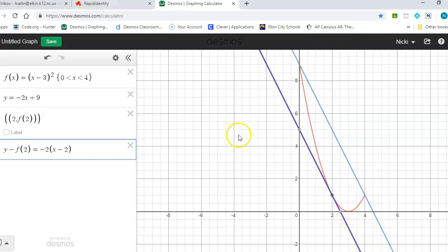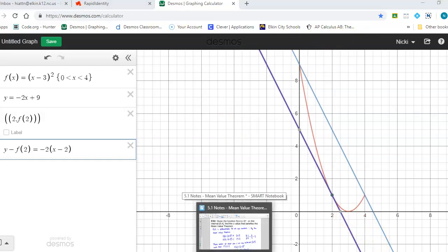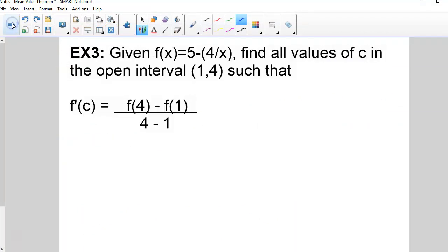So that just sort of gives you a picture of what we're looking at. Okay, let's do the next one. We are given that f of x equals 5 minus 4 over x. Find all values of c in the open interval (1, 4) such that f prime of c equals f of 4 minus f of 1 over 4 minus 1.